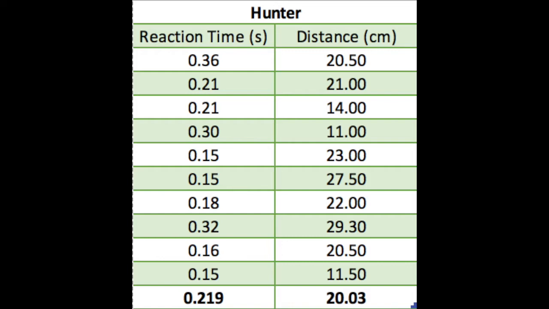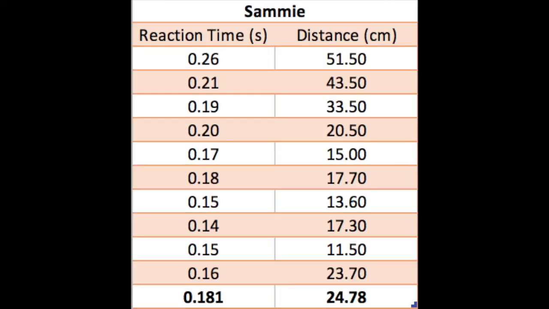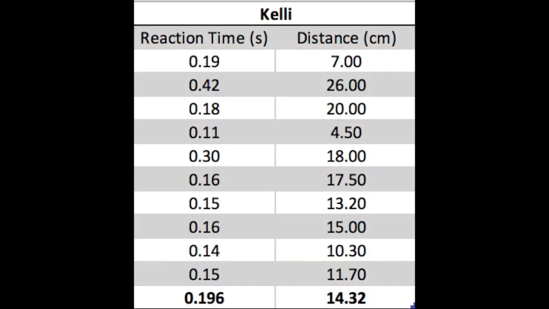Based on the trials, Hunter had an average reaction time of 0.219 seconds, and the average distance the meter stick fell was 20.03 centimeters. Sammy had an average reaction time of 0.181 seconds, and the average distance the meter stick fell was 24.78 centimeters.